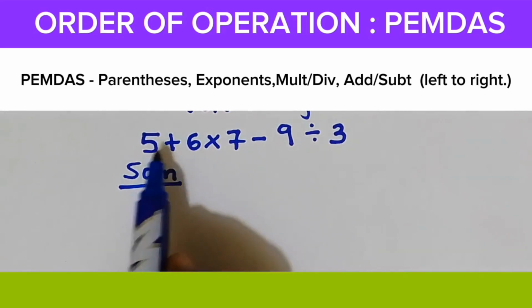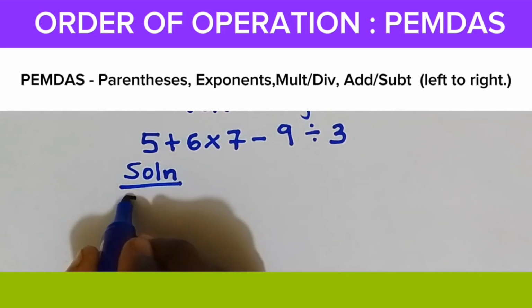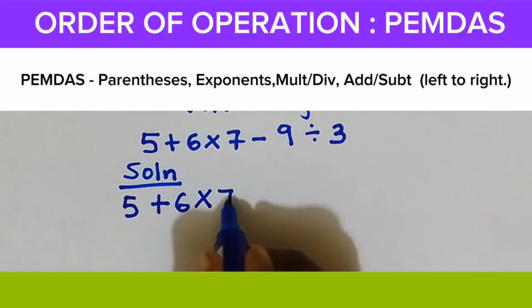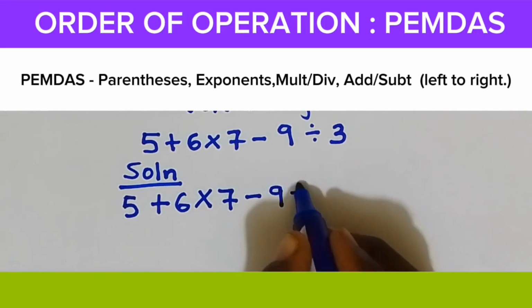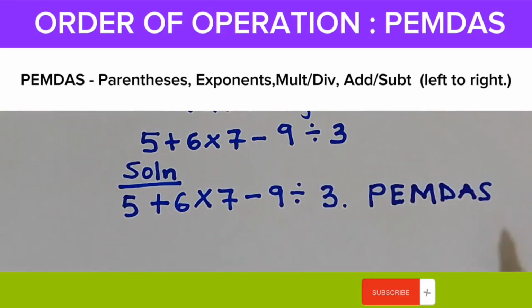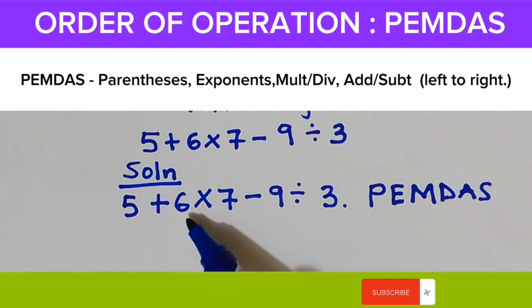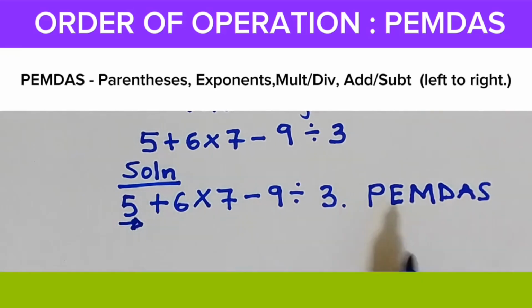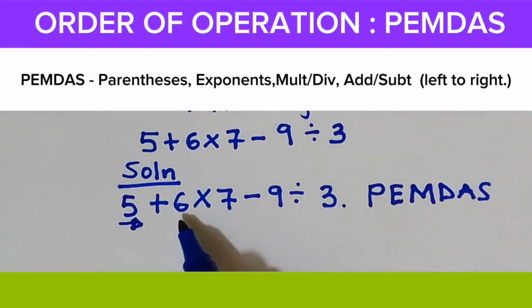We have question number 1 here, which says 5 plus 6 multiplied by 7, minus 9 divided by 3. Now let's go and get instruction from PEMDAS. Do we have any parentheses? We don't have any parentheses. Do we have any exponent to work on? We don't have any exponent. Do we have any multiplication or division? Yes, we have multiplication and division, but the direction that we are going to follow is from left to right. So I'll start with multiplication.